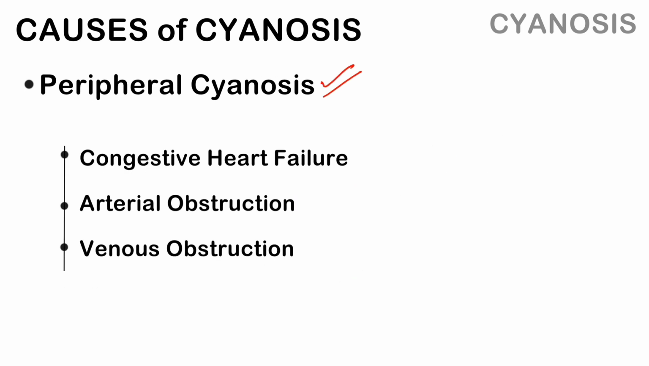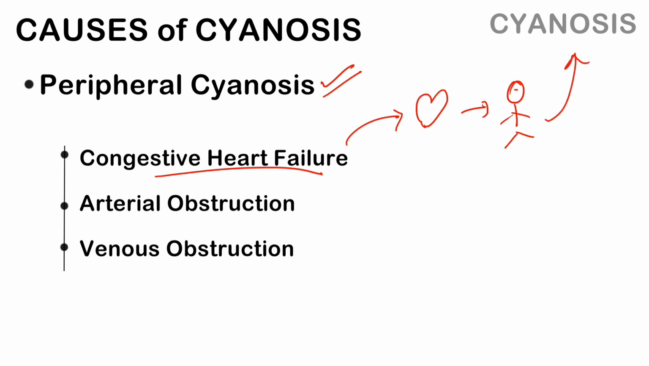Next is peripheral cyanosis and its causes. First is congestive heart failure. If the heart is not able to pump the blood, how will the peripheries get the oxygen that is needed to survive, which will cause cyanosis of the peripheries.